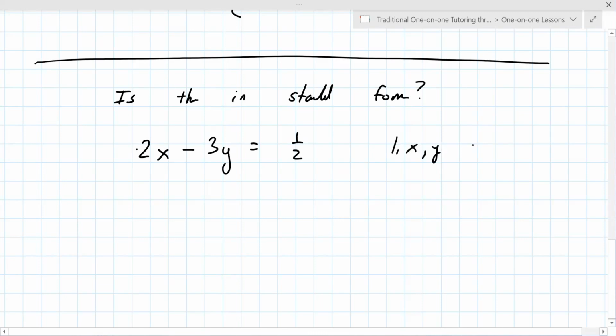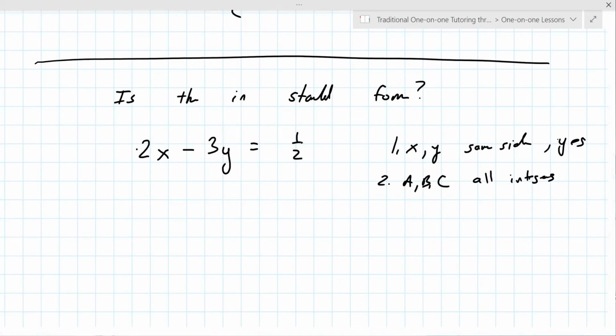Are x and y on the same side? Yes. Are the numbers a, b, and c all integers? Is 2 an integer? Yes. Is -3 an integer? Yes. Is 1/2 an integer? No, 1/2 is not an integer, because it's not a whole number. It's a fraction. So the answer is no.